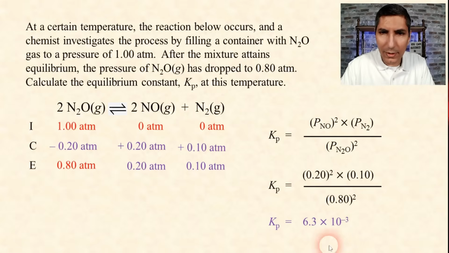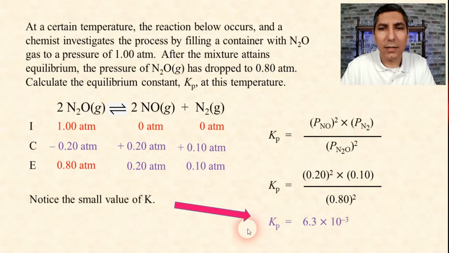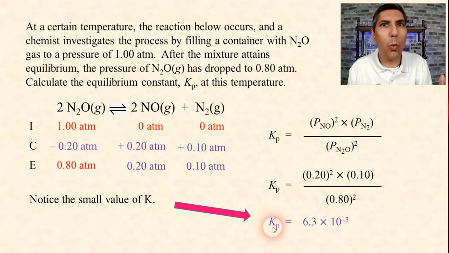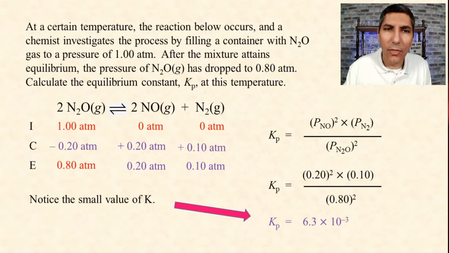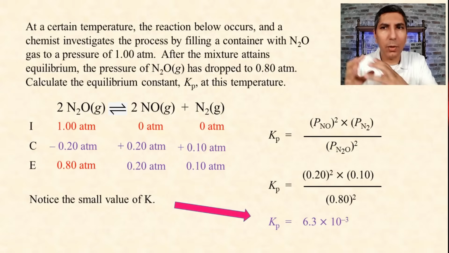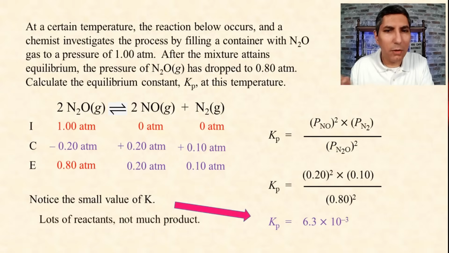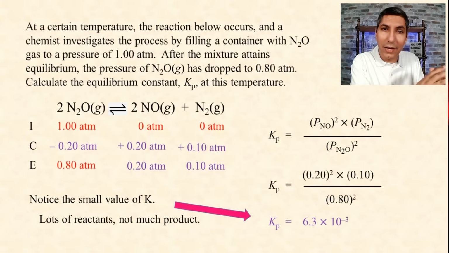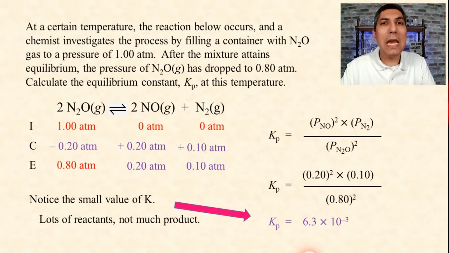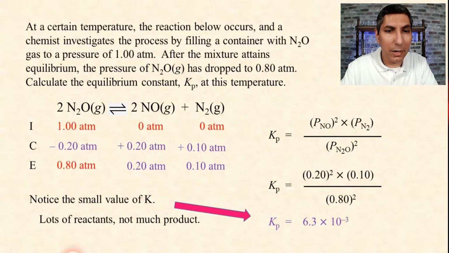Now, one thing I might notice is this Kp value is kind of a small number, isn't it? Anytime you have a small value, like way less than 1, that means you're going to have a whole lot of reactants and not very many products. That's just how that works. If you have a very large value of K, like 1,000,000 or 1,000,000,000, something much greater than 1, it's going to be the opposite. You'll have a whole lot of products and not very much reactant left over. So be able to interpret the meaning of an equilibrium constant as well.